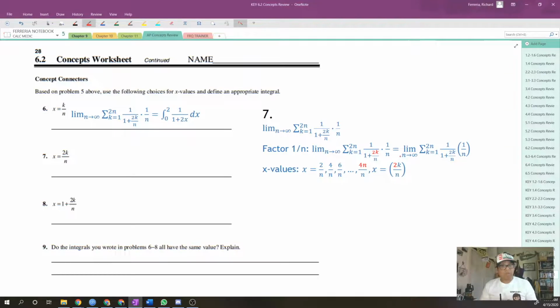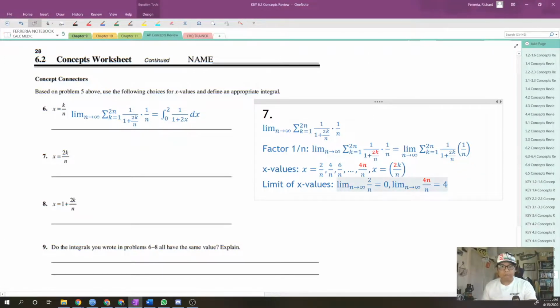Next thing we're going to do is figure out our upper and lower limits. This part tends to be pretty easy. Let's take our first term, 2 over n, and take that as n goes to infinity. You get 0. Let's take our last term, which is 4n over n, and as n goes to infinity, you do get 4. So our integral is going to go from 0 to 4.